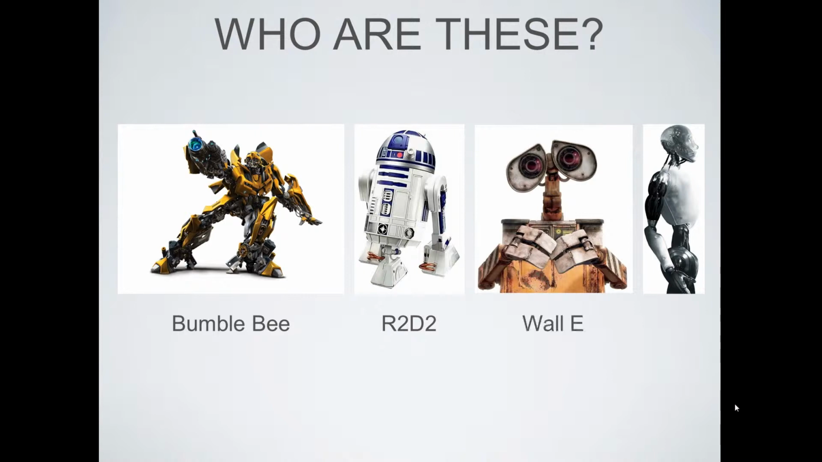This one is Wally, and he's in the Disney and Pixar movie, Wally. And the last one, did you get that one? No? Well, he's called iRobot, and he's in a film called iRobot.